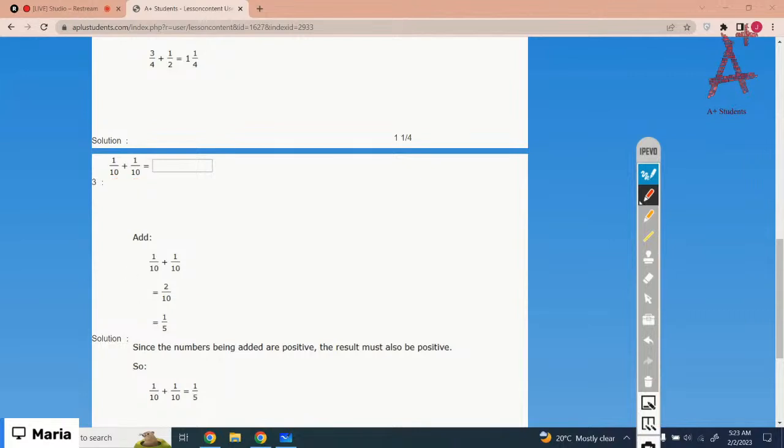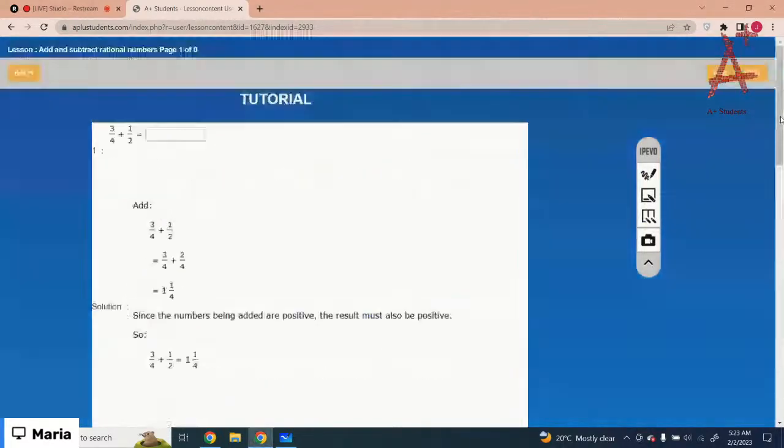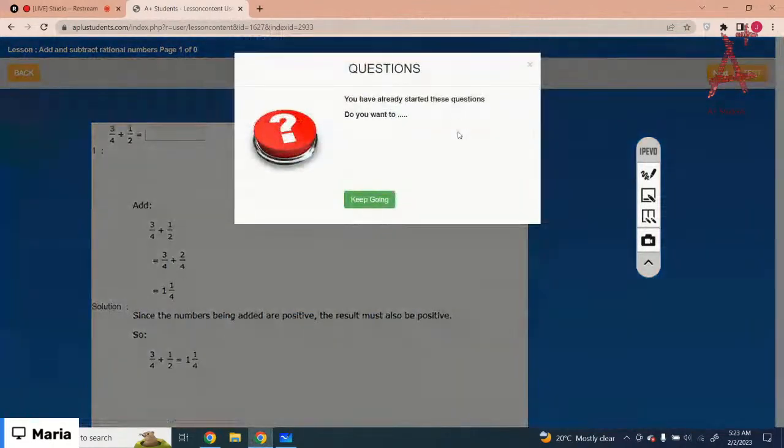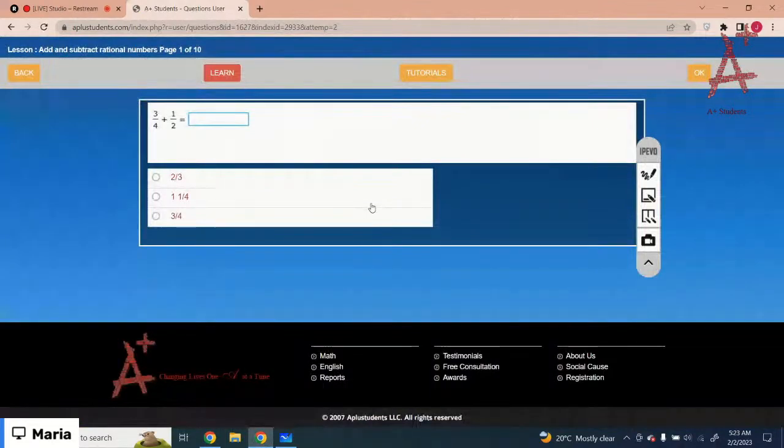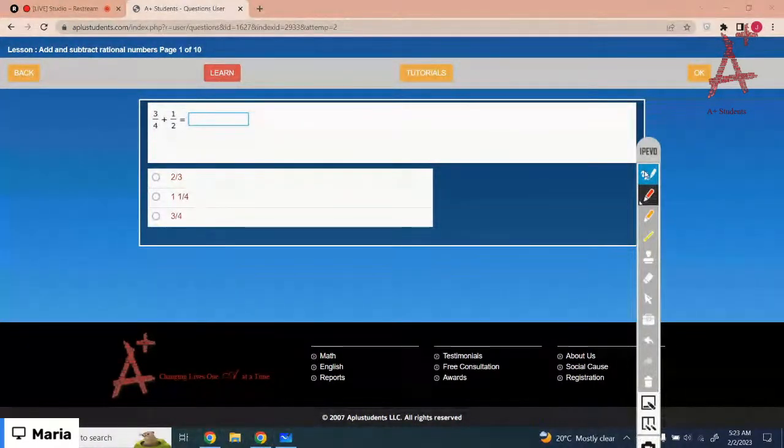Okay, let's just start with the practice questions. Okay, the first one is 3 by 4 plus 1 by 2. I think that's the one we did on tutorial. Yes, the answer is 1 whole 1 over 4. Got it? So the correct option is 1 whole 1 over 4.